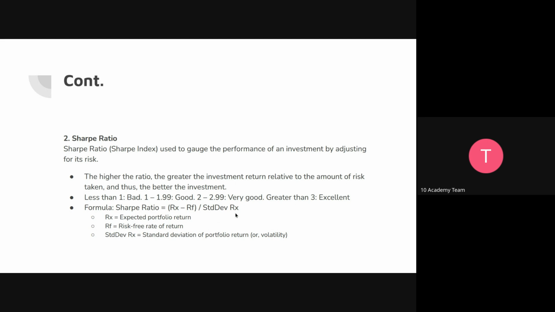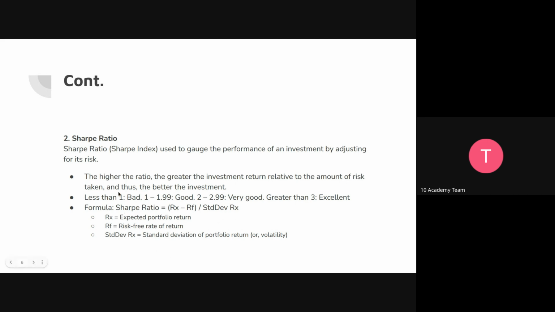This ratio is basically measuring the return of the investment compared to the risk it has. So the higher this ratio is, the higher the return is compared to the risk, and that means it's a better investment.